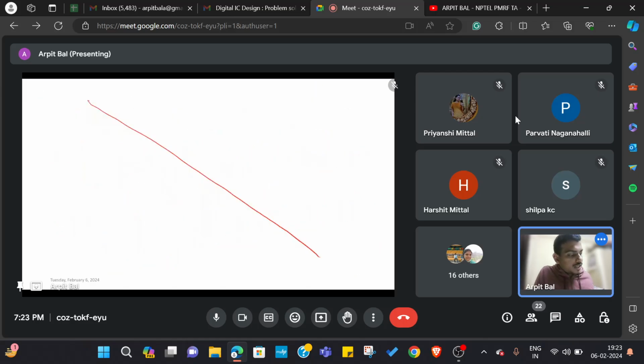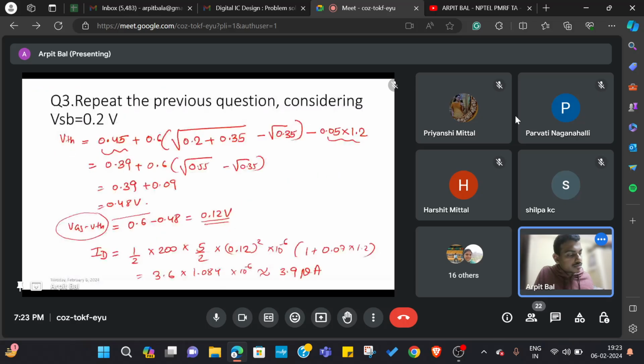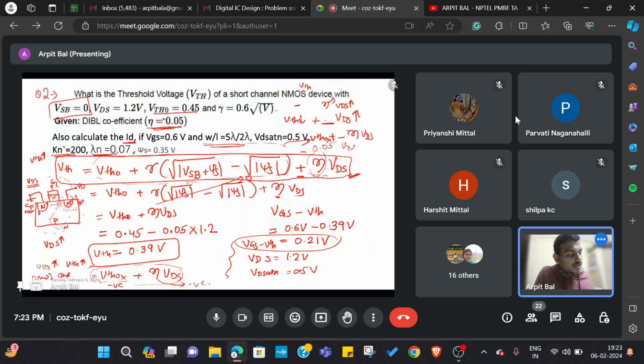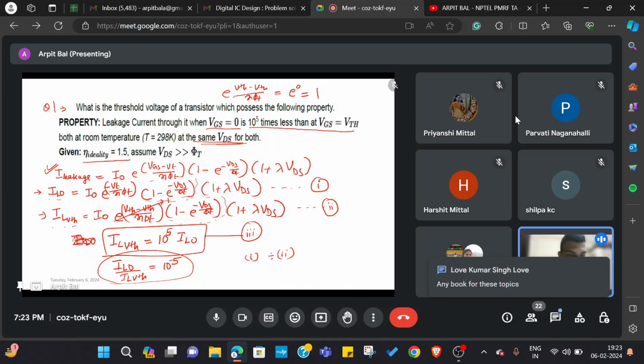Okay, so let us revisit what we did today. In today's session, we tried to incorporate one more short channel effect, that is DIBL, into our VTH equation, and we tried to solve for VTH. The first question was related to leakage current, and it is mentioned by what factor.